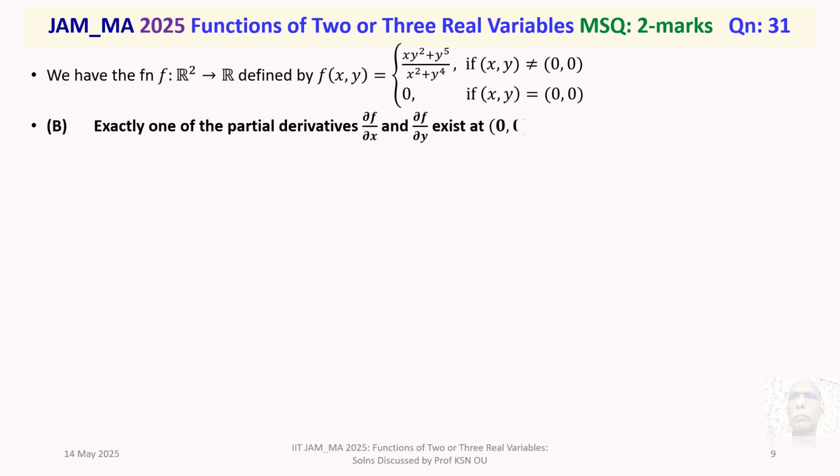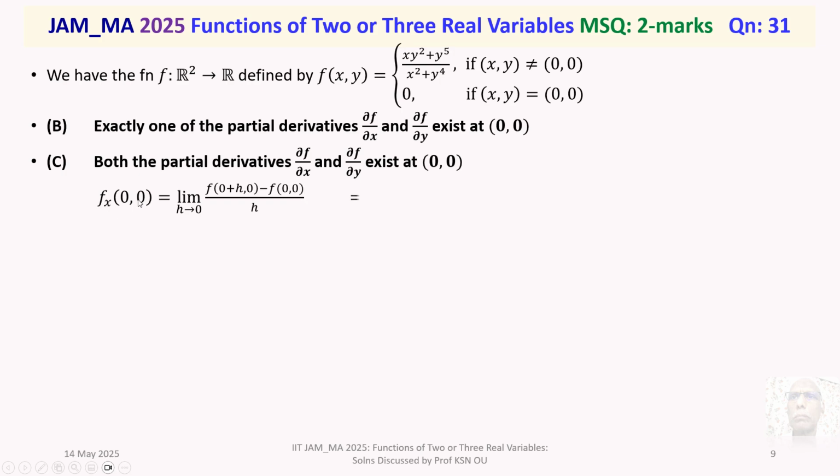We have taken option B, option C. So we talk about the partial derivatives del f by del x, del f by del y at the origin. So fx at (0, 0), the same as del f by del x at (0, 0), is limit h tends to 0 of [f(0 + h, 0) - f(0, 0)] by h. f(0, 0) is 0, so it will be limit h tends to 0 of f(h, 0) by h. Now go to f, put x is h, y is 0, this becomes 0. So limit h tends to 0 of 0 by h is 0.